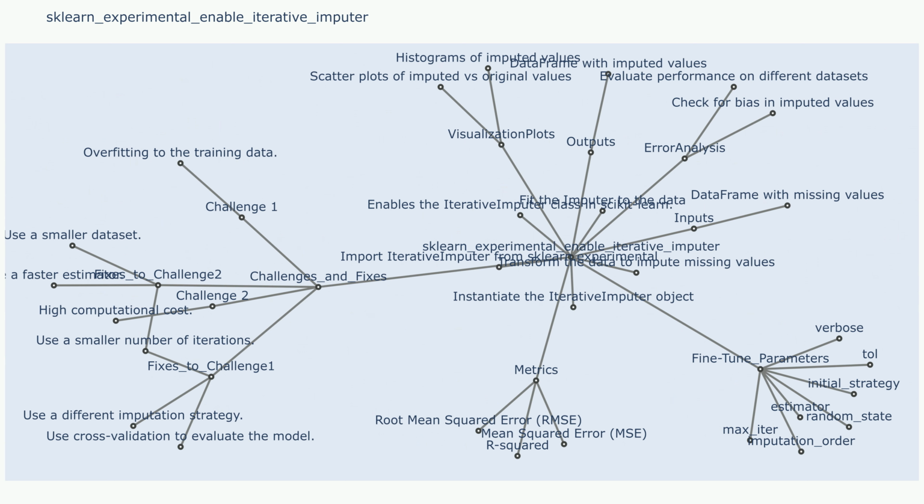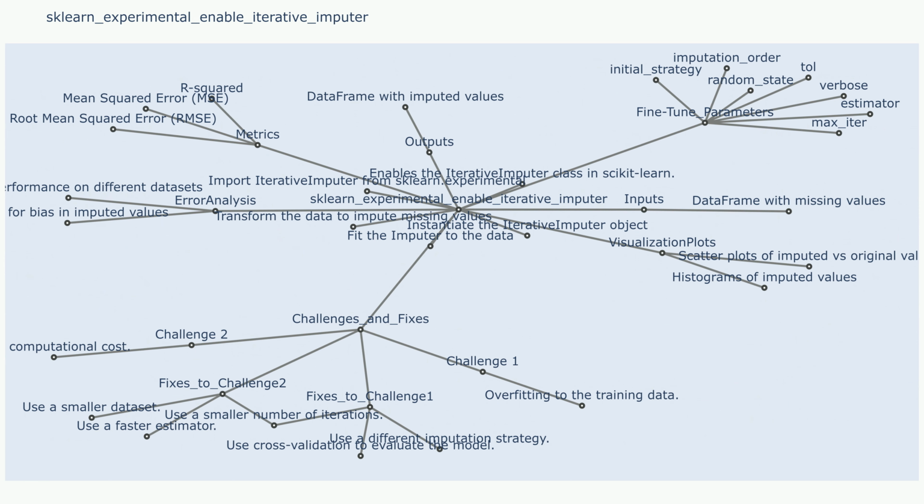Visualization plots. Feature importance plot. This visualization shows the relative importance of each feature in the imputation process. Imputation history plot. This plot displays the evolution of imputed values across iterations, providing insights into the convergence behavior.